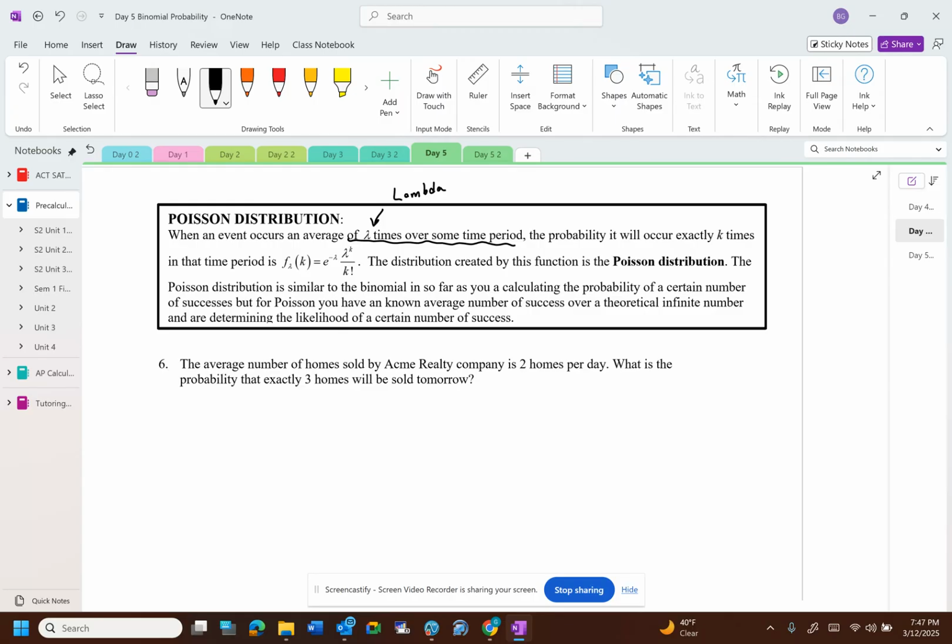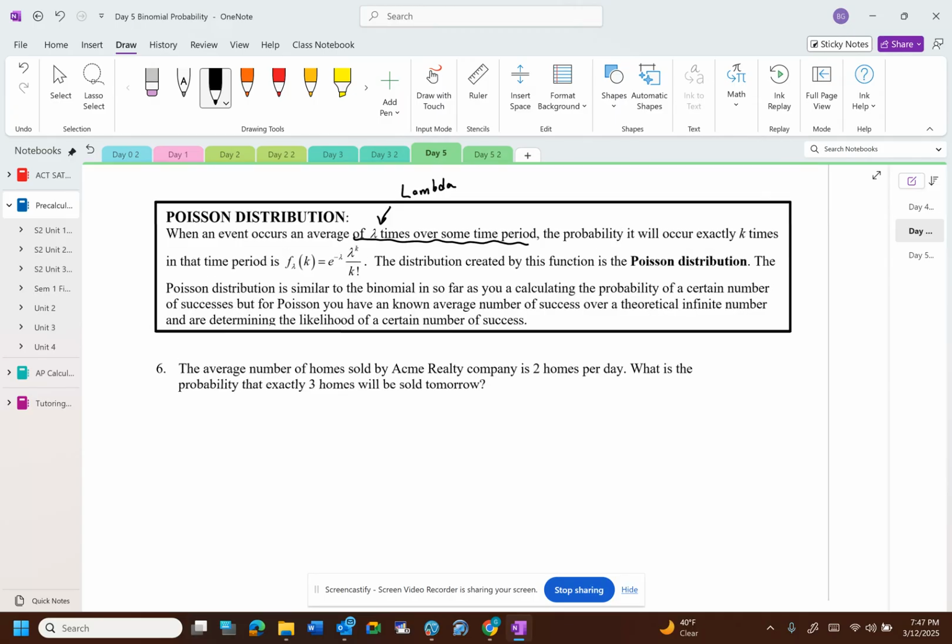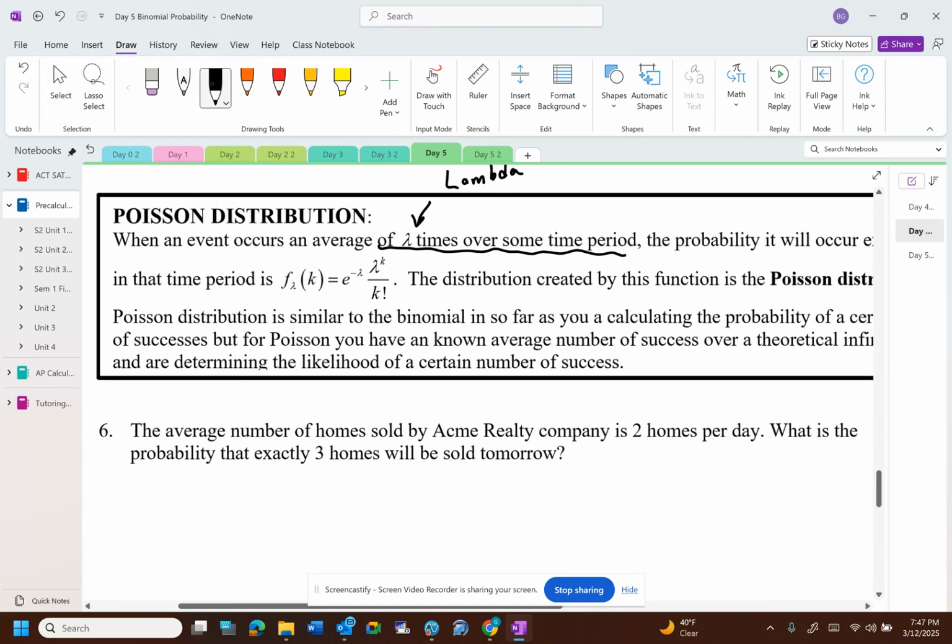And it's definitely related to binomial. We're not going to get too much into that, but the proof of where this formula comes from is from the binomial. So, the Poisson distribution, the probability of having k successes, is equal to e to the negative lambda, lambda to the k over k factorial. Kind of crazy looking.